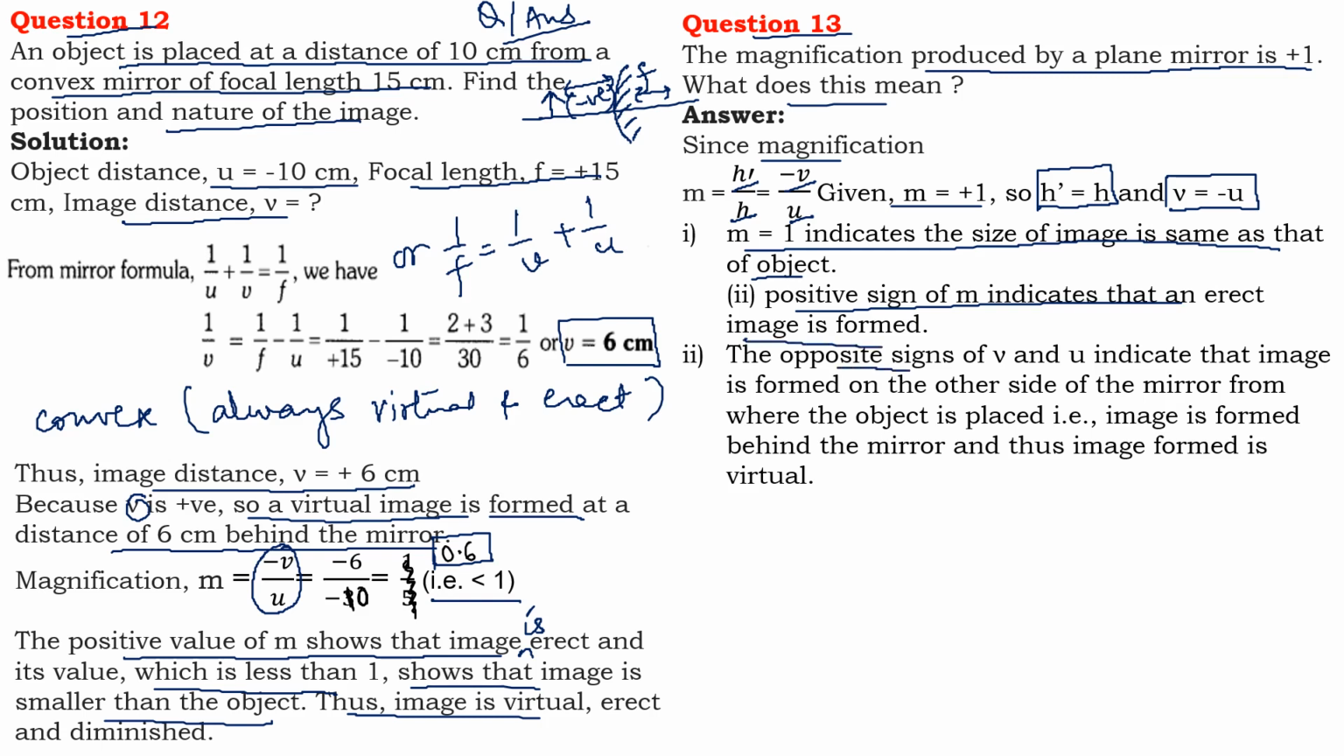Clear? The opposite signs of v and u indicate that the image is formed on the other side of the mirror, from where the object is placed. That's what I told: the image is formed behind the mirror and the image is virtual.